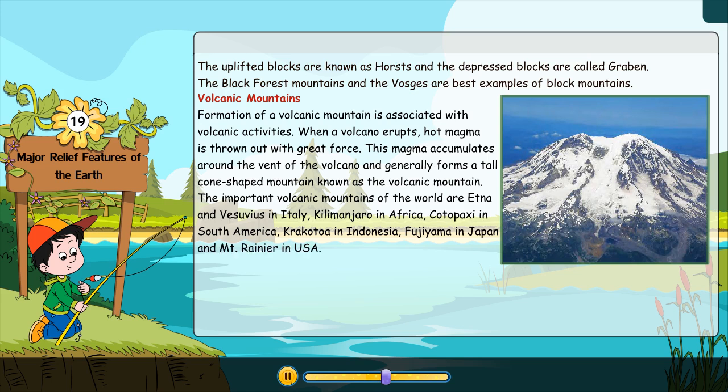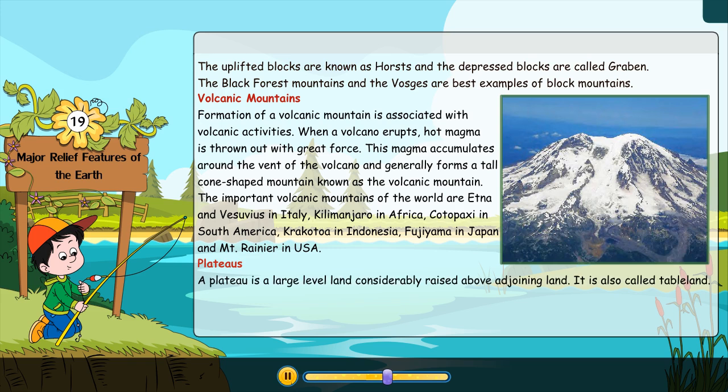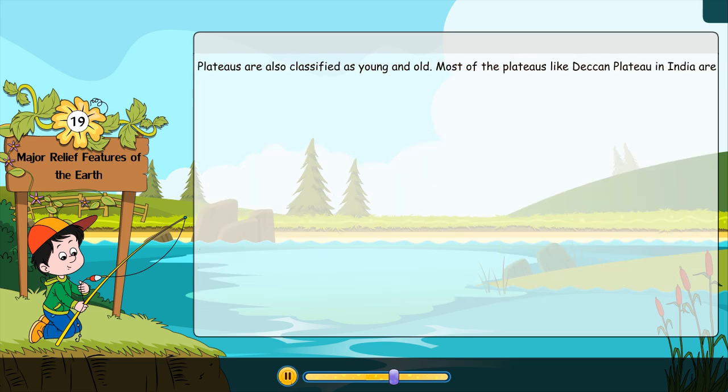Plateaus. A plateau is a large level land considerably raised above adjoining land. It is also called tableland. There are several types of plateaus. A plateau between two mountains is called intermontane plateau. Plateaus are also classified as young and old. Most of the plateaus, like Deccan Plateau in India, are rich in minerals.